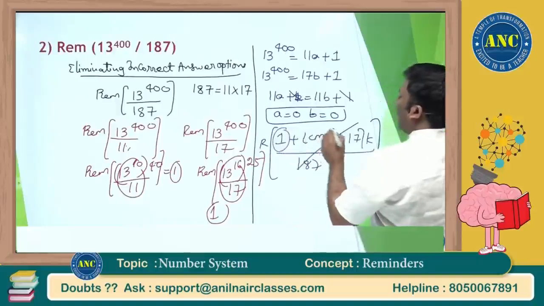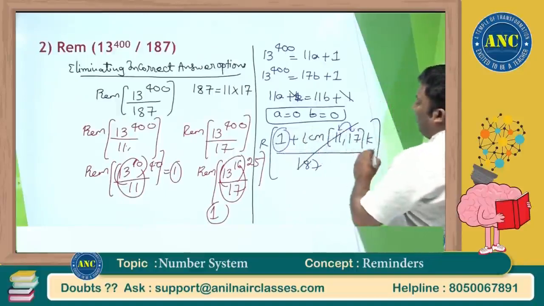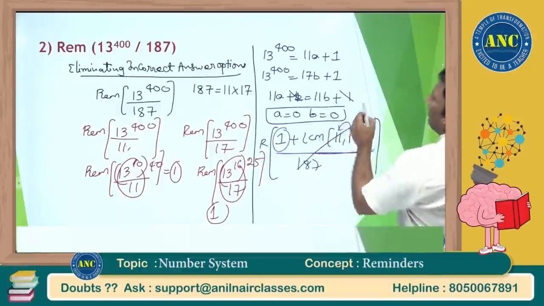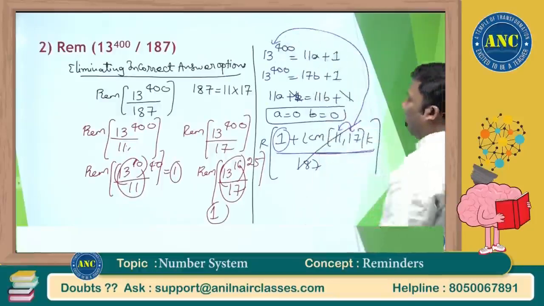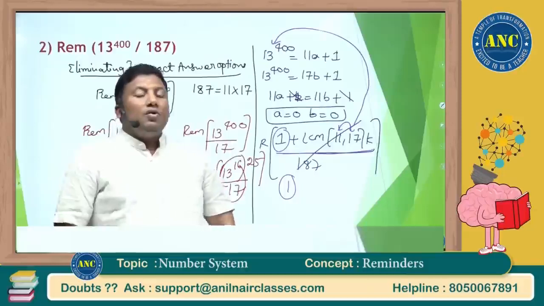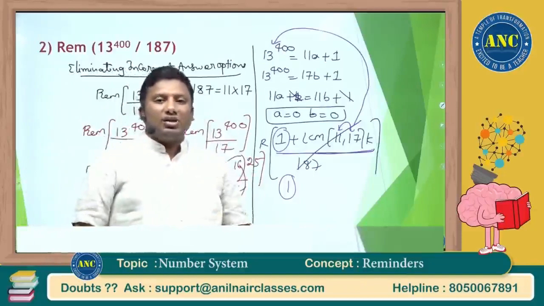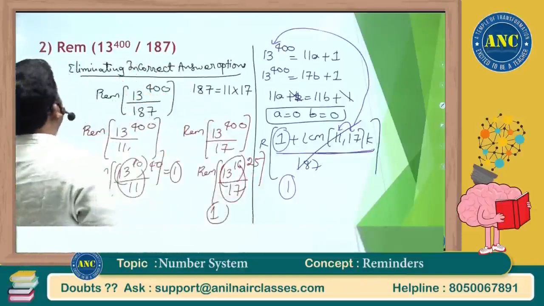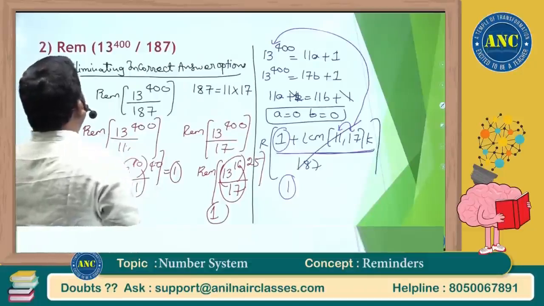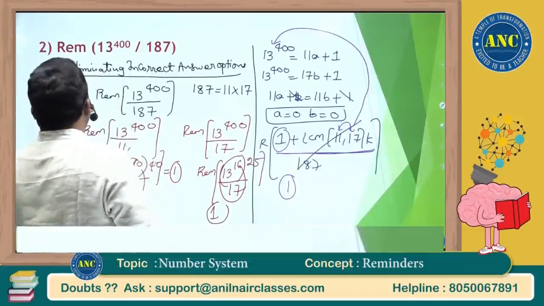What is the form of a number which, when divided by two different numbers, gives the same positive remainder? It is 1 plus the LCM of 11 and 17. So this is the form of 13 power 400. The answer is 1. When divided by 11, it gives a remainder 1. When divided by 17, it gives a remainder 1. Suppose the answer options are like this: 23, 35, 45, and none of these.